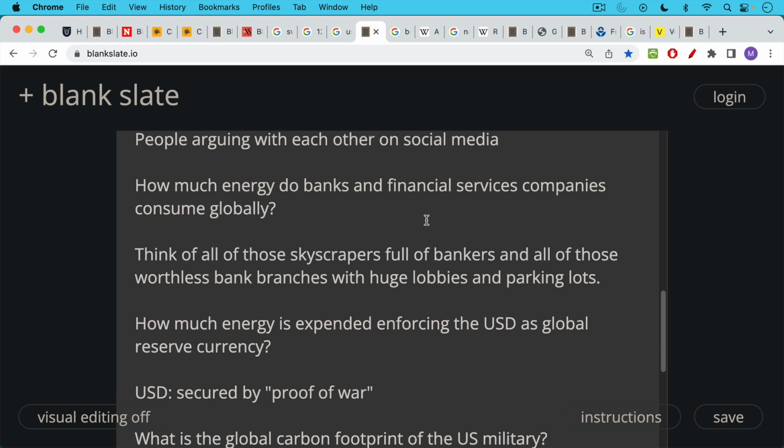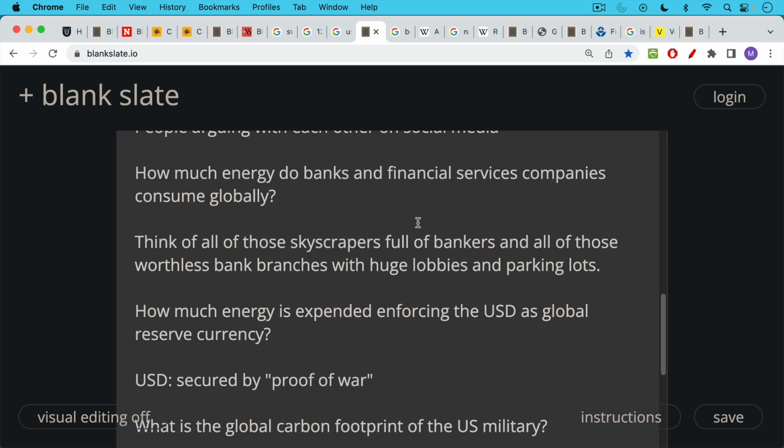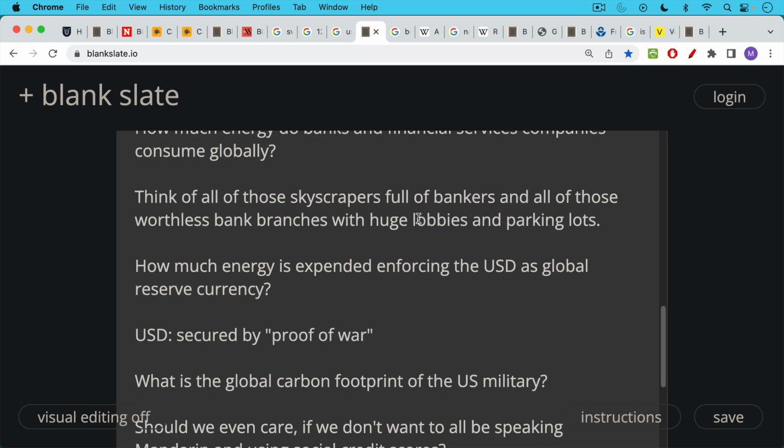And then if we scroll out even more, we can ask how much energy is expended enforcing the US dollar as global reserve currency. We've talked about this before: the US dollar, instead of being secured by proof of work, is secured by proof of war. If you're someone like Saddam Hussein or Gaddafi and you try to move away from the US dollar and you don't have nukes, you end up getting destroyed by the US. And the US spent something like $5 trillion over the last 20 years on these wars in Afghanistan and Iraq and Libya and all over the Middle East. So these things are very expensive.